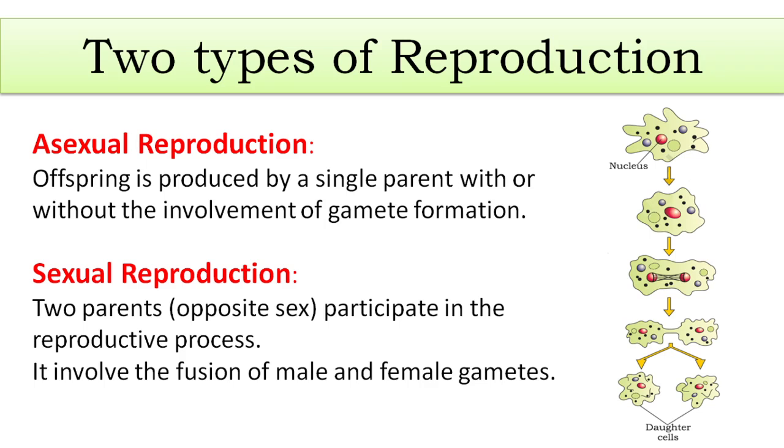There are no two individuals involved in the production of new individuals, right? So offspring is produced by a single parent. So that is asexual reproduction. You might have studied about amoeba, how amoeba reproduces, right? We will discuss more about this later on.